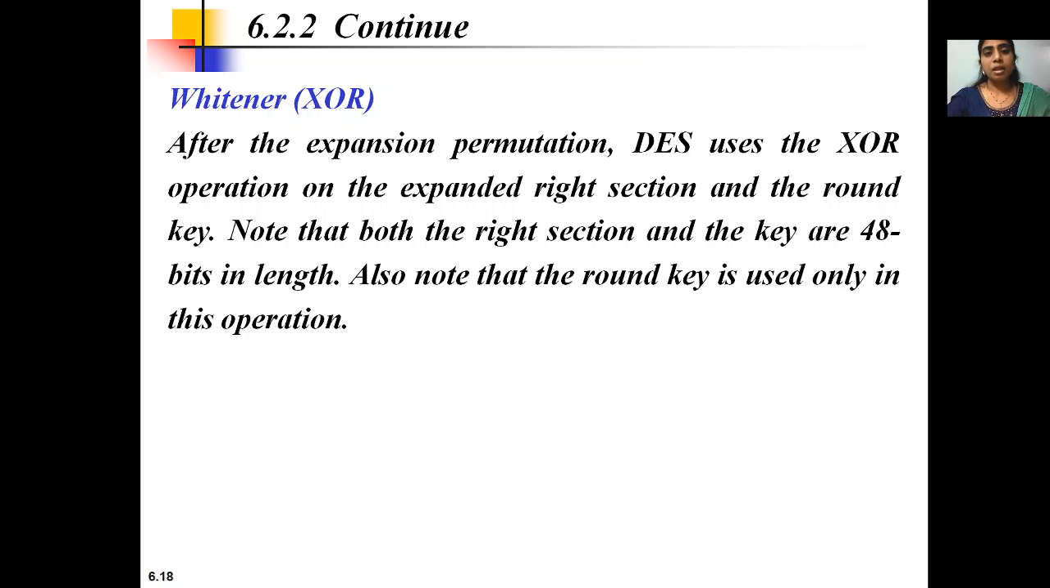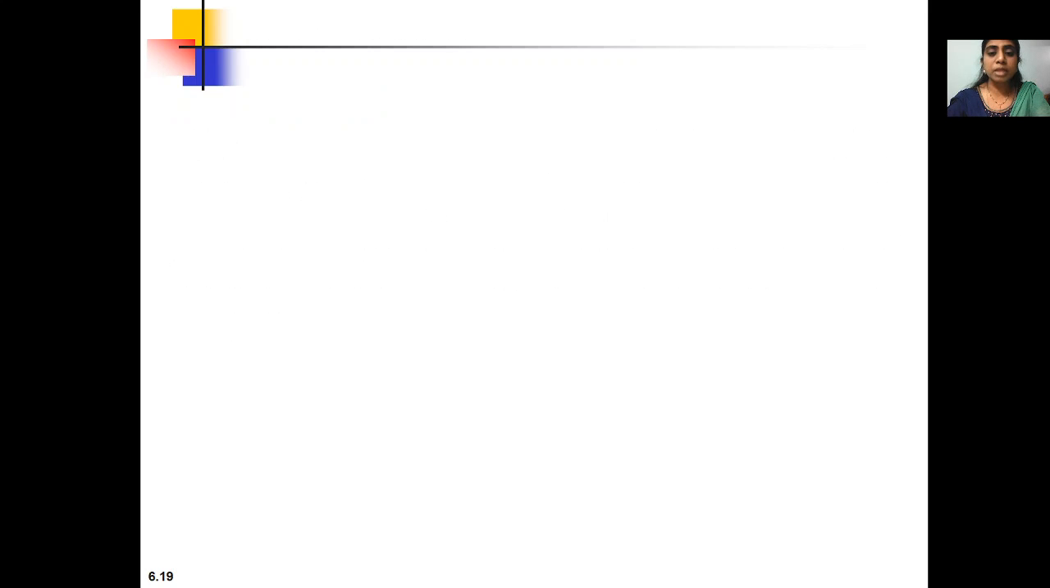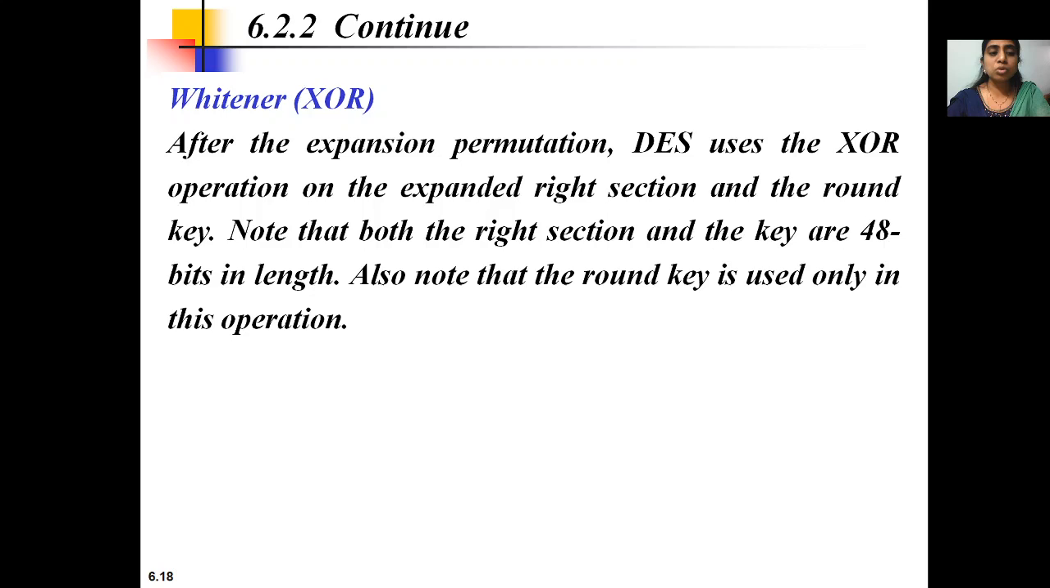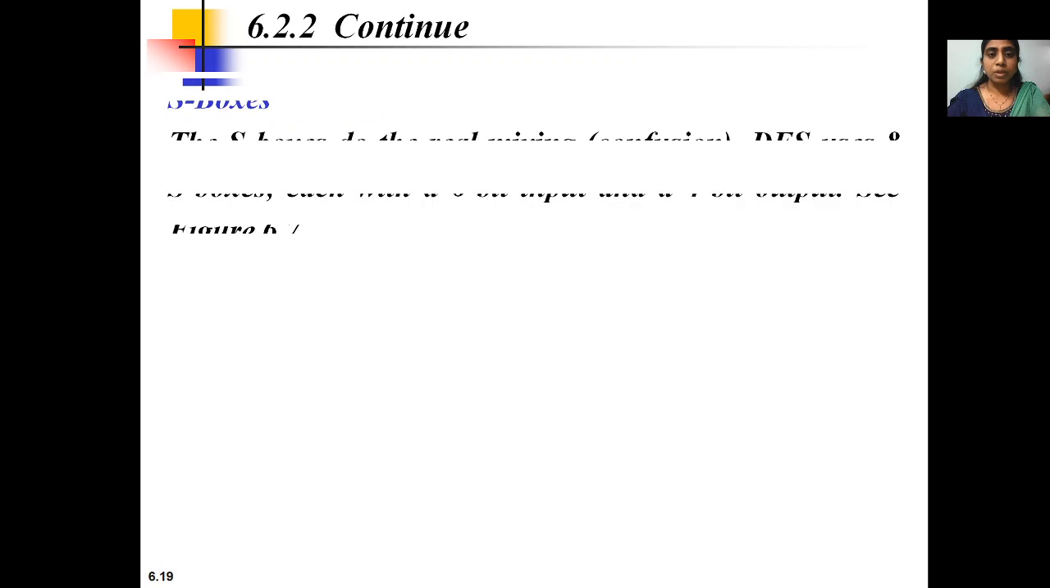XOR with the output from the expansion box. So after the expansion permutation, DES uses the XOR operation on the expanded right section and the round key. Note that both the right sections and the key are 48 bit length. Also note that the round key is used only in the XOR operation.